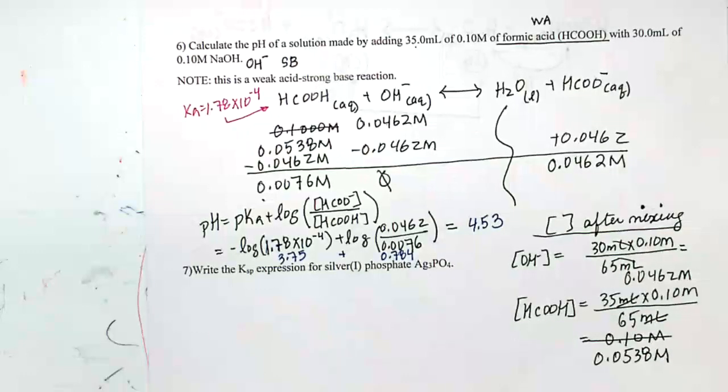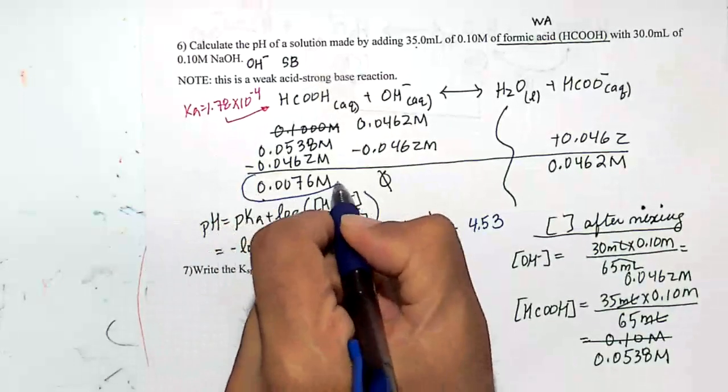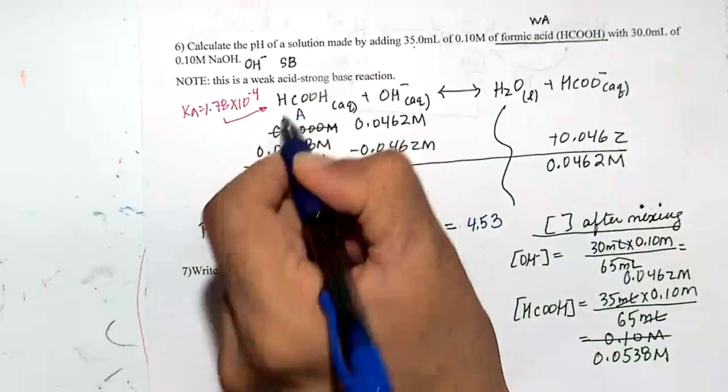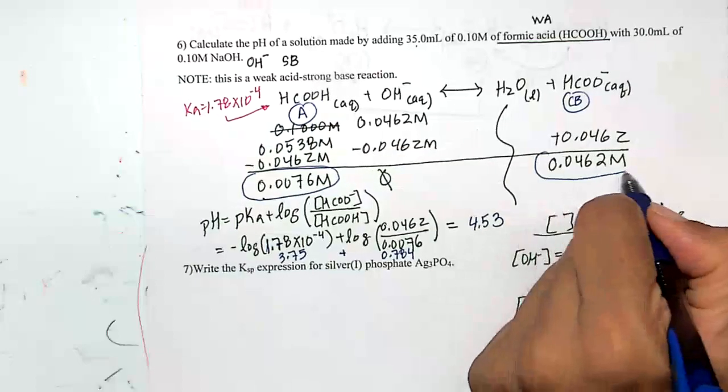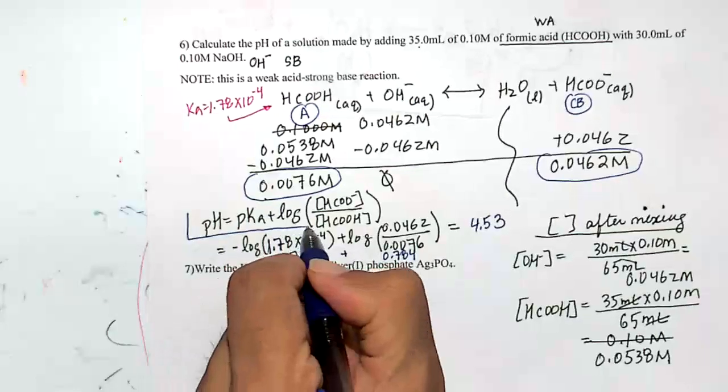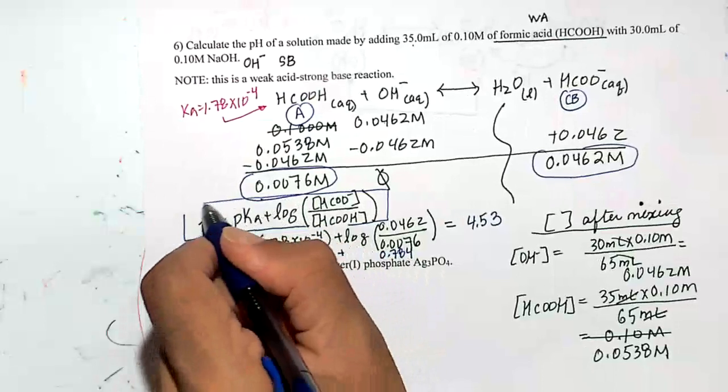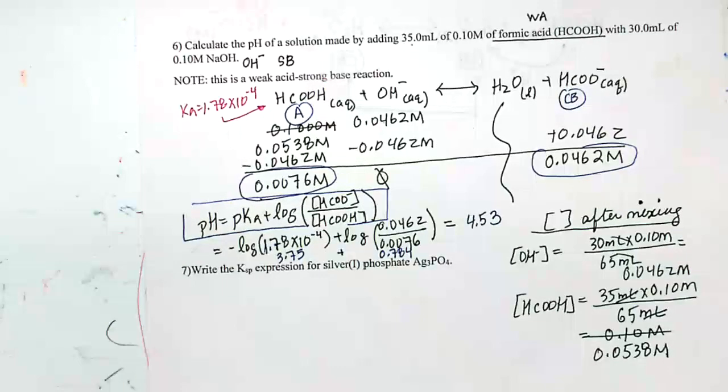Alright, so that is the pH. The key here is that when you have some of this, which is the acid, and some of this, which is the conjugate base, you can use the Henderson-Hasselbalch equation, which is shown here. I'll give you this equation on the exam.